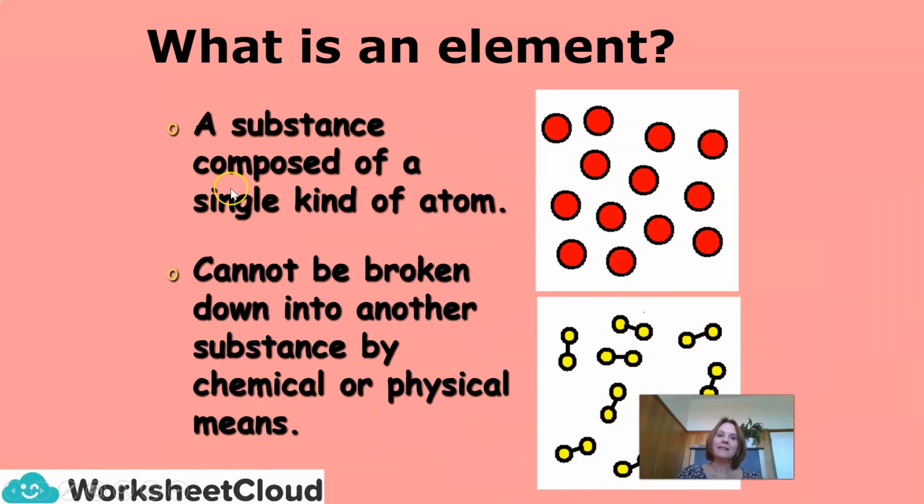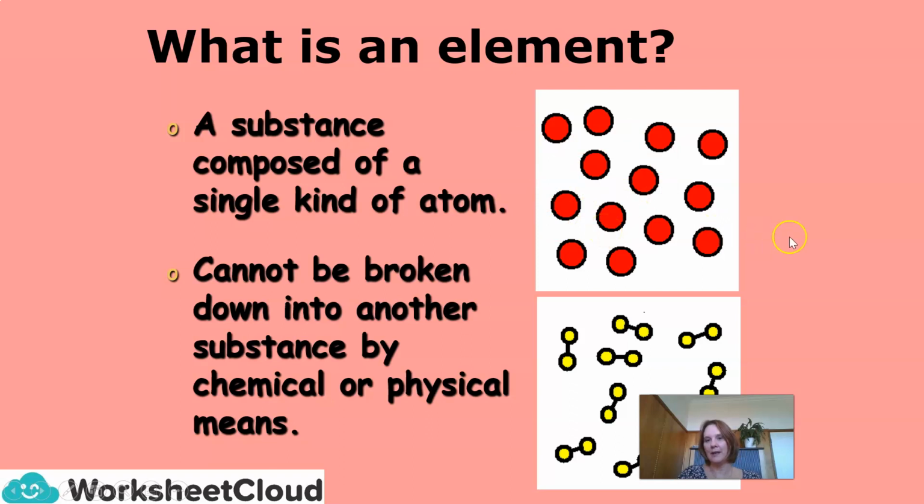An element is a substance which is composed of a single kind of atom. So an element is a pure substance. It cannot be broken down into another substance by chemical or physical means. And we chatted about chemical changes and physical changes, so you understand that as well. Okay, so an element is a substance in its purest form, and it is composed of a single kind of atom.